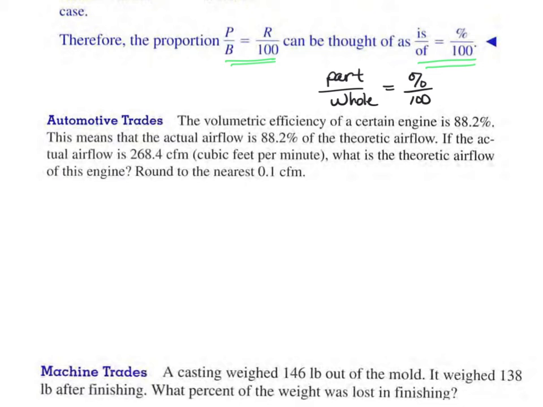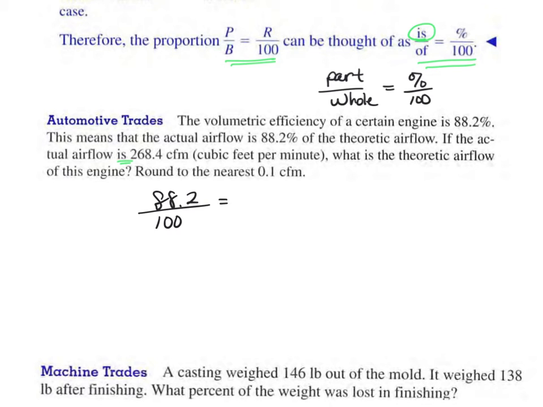And then it's asking for the actual airflow. This is the key word to know where it goes. The "is" is the part. What we want is the whole. So I take my 88.2 and I put it over 100, because that is my percent over 100.